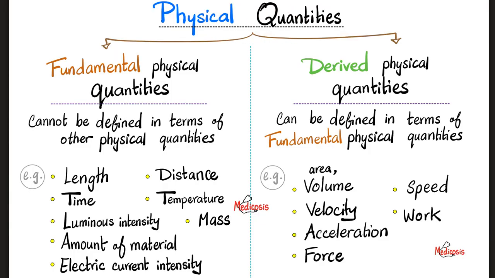Physical quantities are divided into fundamental quantities and derived quantities. Fundamental are essential. They cannot be defined in terms of anything else. But derived physical quantities can be defined in terms of something else because they are derived from that thing. For example, according to Newton's second law of motion, force equals mass times acceleration, one of the most important equations ever. So force is derived from mass and from acceleration.